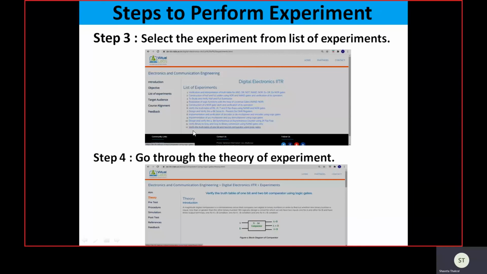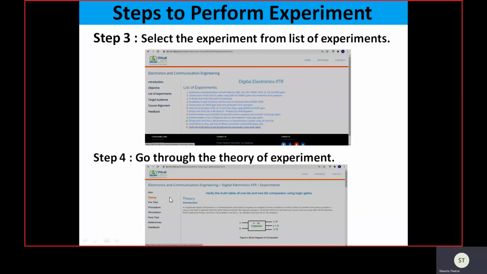the list of experiments. That is experiment number 12 here, that is, verify the truth table of 1-bit and 2-bit comparator using the logic gates, and we are going to perform the 1-bit comparator. Then if we click this, various tabs will appear on the screen.